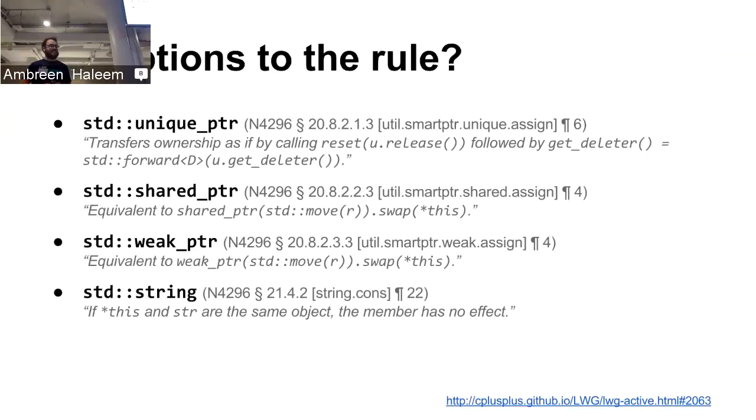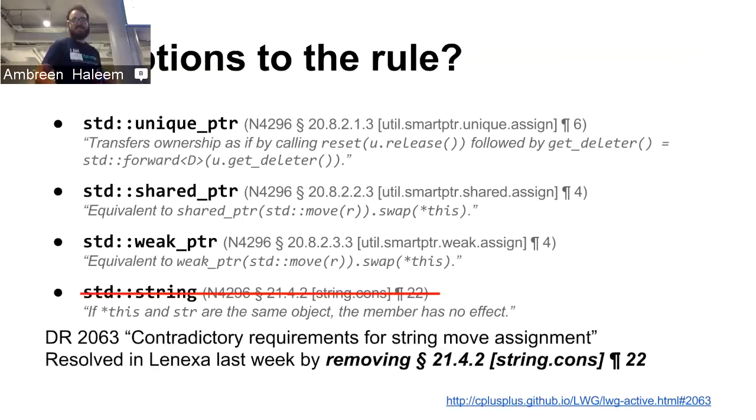This was brought to the attention of the committee actually super long ago, like 2003 or something. It sat in the defect report for a long time, and just a couple of weeks ago in Lenexa, Kansas, they had a committee meeting and they fixed this. They struck that paragraph entirely and said, never mind, we were wrong. This member does have an effect, it's undefined behavior. So that should have made everyone happy.